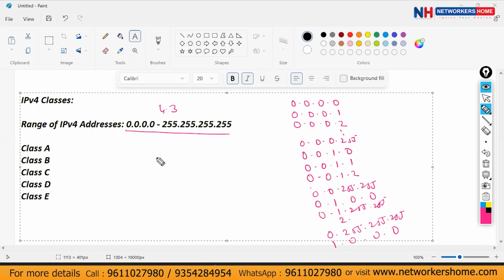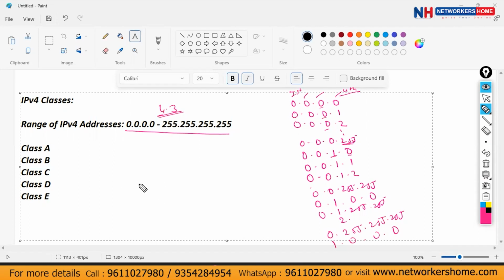So, understood how the addresses are being written. This is the first octet, this is the second, this is the third, and this is the fourth octet. Once the fourth octet completes, only then will the third octet change. Otherwise, it will not change. The third octet stays the same while the fourth octet changes. Once it reaches the maximum, the third octet changes its value, starting again from 0, 1, 2, until 255.255. This way, the addresses will keep on increasing, and the total number of addresses is 4.3 billion.